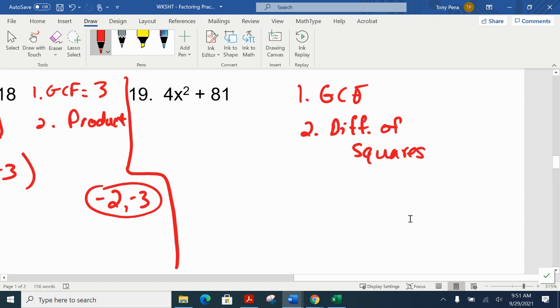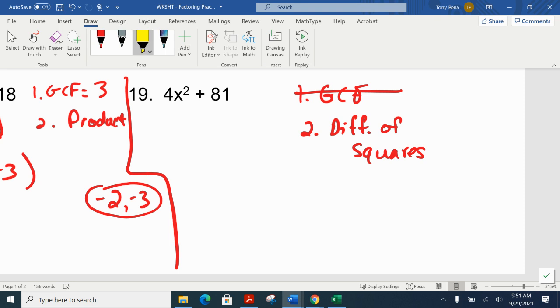Okay, 19. Omar's punching away there. Did you find a GCF, Omar? What's that? Good. There is no GCF other than a 1. So 4 doesn't go into 81. 2 doesn't go into 81. 3 goes into 81, but 3 doesn't go into 4. So there's no common factor here.